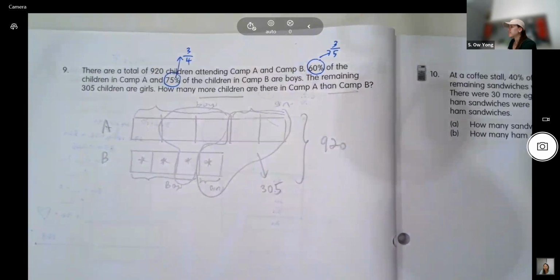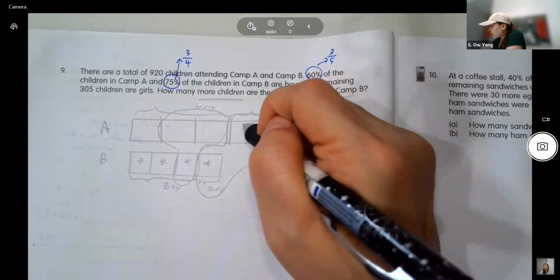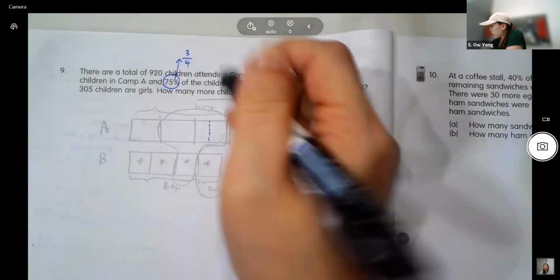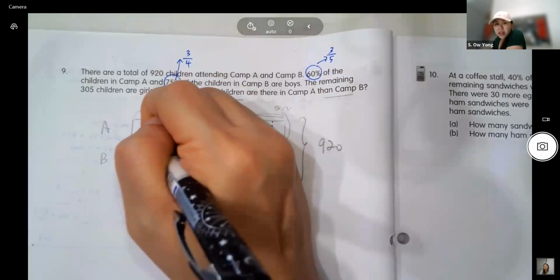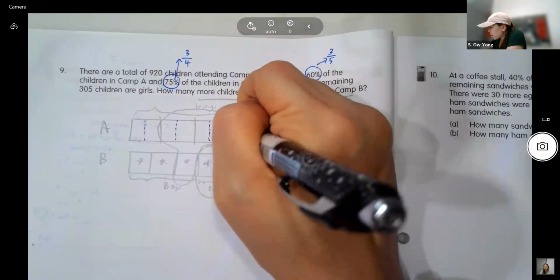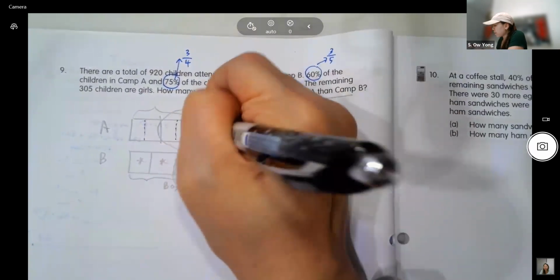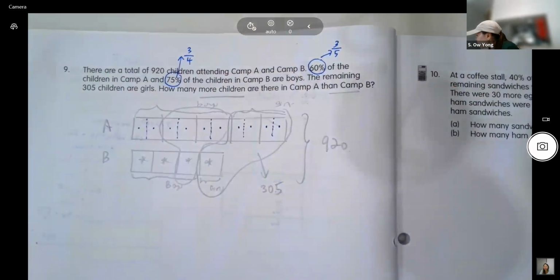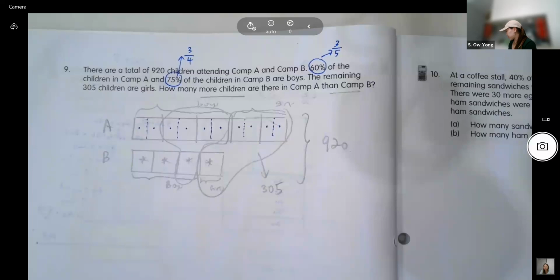Okay, so with that, they ask how many more children are there in Chem A than B? So if you look carefully, one way that we can do is we can actually subdivide the unit for Chem A, and I am going to put dots inside for every unit. Can now I tell you that actually 4 units.